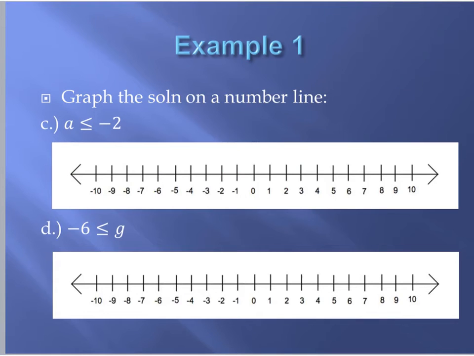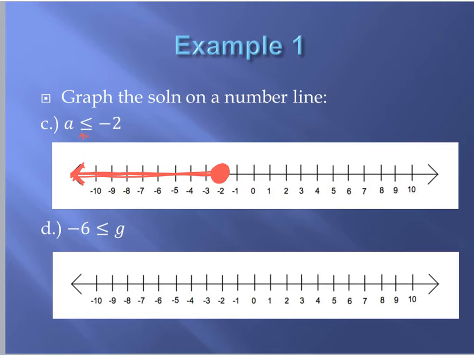For example 2, it says graph the solution on a number line. Here I have a is less than or equal to -2. Because I have the less than or equal to symbol, I'm going to come over to -2 and fill in or put a closed circle. And again, because my variable is listed first, I can look at my inequality here, and the arrowhead is going to be pointing to the left. So right here, and then I'm just going to go ahead and connect these two.